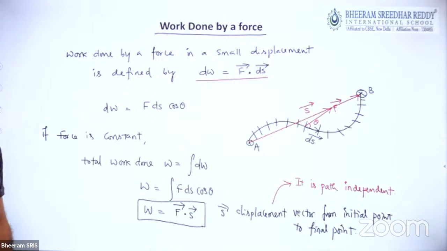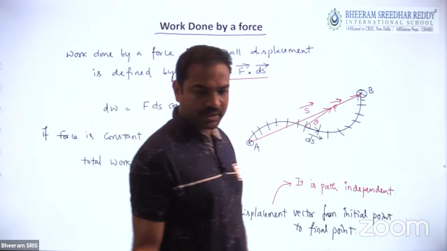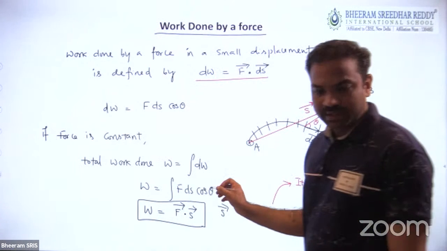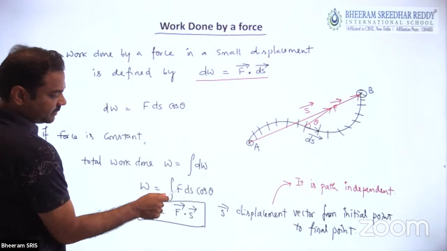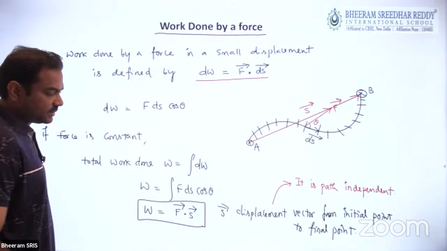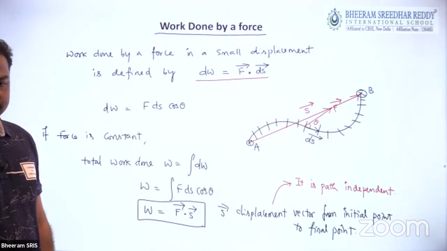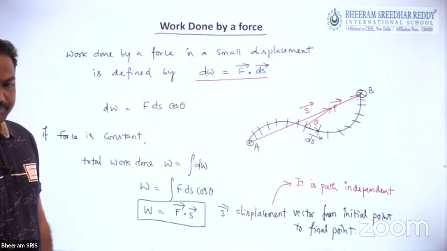When force is variable, what to do? If force is variable, we have to integrate. There is no other alternative. We have to do the integration. Maybe theta is variable, maybe magnitude is variable. So according to the force and angle, you need to integrate.